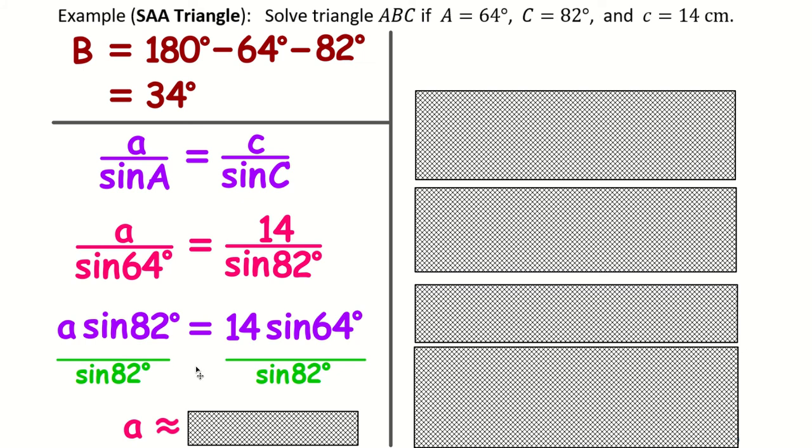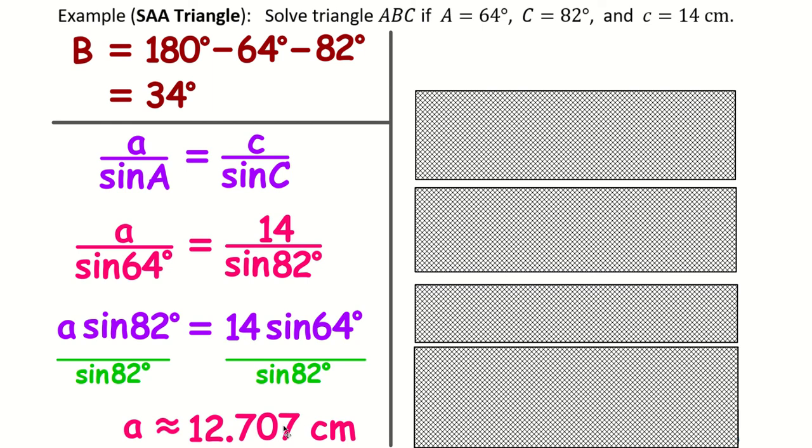Okay? So now let's go to our calculator. Make sure your calculator is in what mode? It's got to be in degree mode if we're going to be doing 64 degrees and 82 degrees. So make sure your calculator is in degree mode, and then you're just going to do 14 times the sine of 64, and then all divided by the sine of 82. And if we're rounding or truncating to 3 decimal places, this is an acceptable answer.